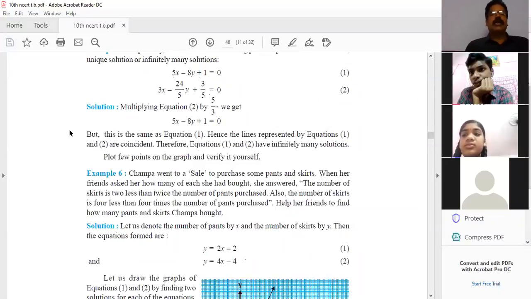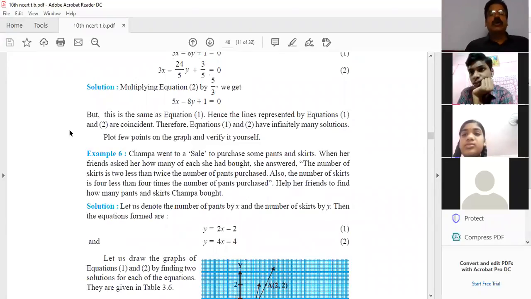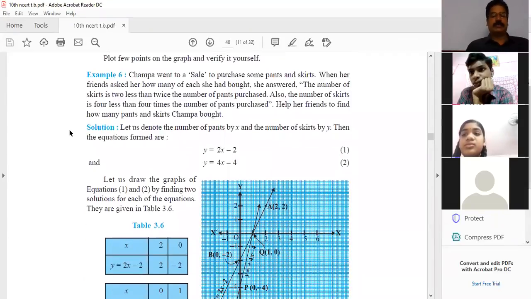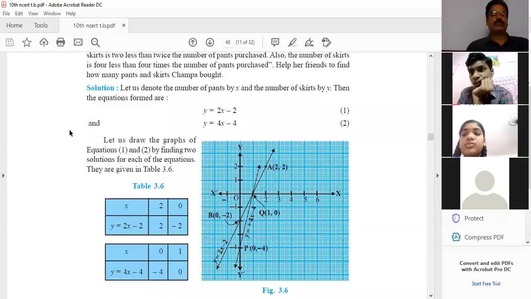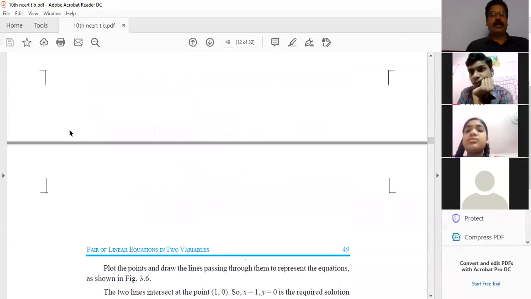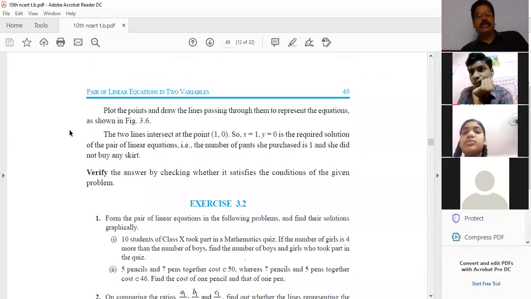So these are coincident lines. They have infinitely many solutions. These equations are consistent but dependent. Now in example 6, you see, here also they are intersecting only. Any one example is parallel. So these are the conditions.